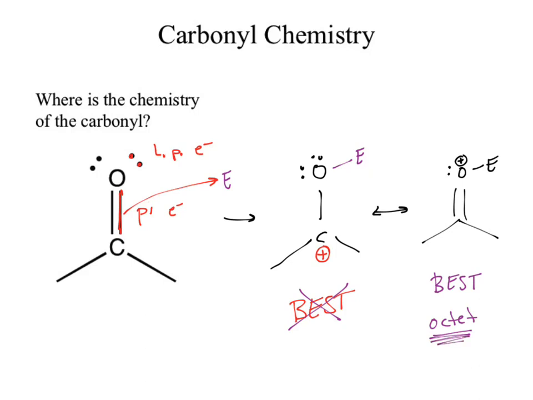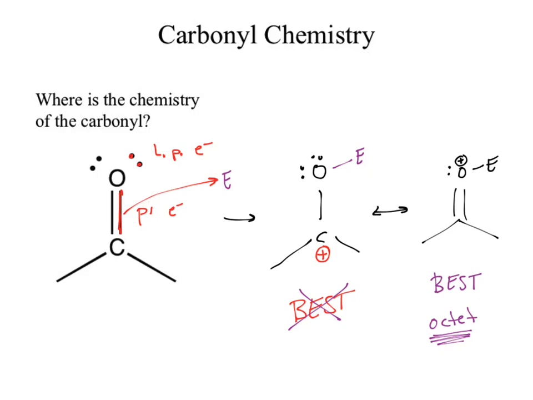It's the octet rule. The one on the left, the carbocation, does not have an octet. That, by definition, makes it worse than the one on the right. Even though the balance of electrons makes more sense in the one on the left, it's not the best Lewis structure. Okay, everything is better, according to our Lewis rules, with an octet. Okay?